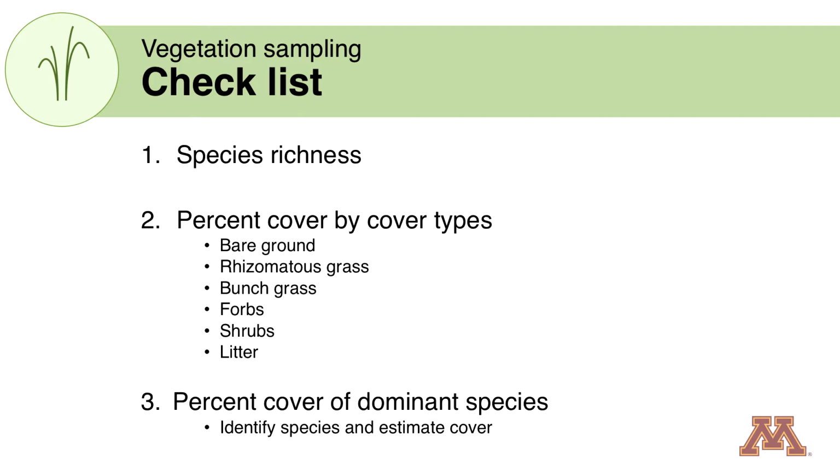Big picture, here's our checklist for our vegetation sampling. At each plot, we'll conduct an assessment for species richness and then percent cover by cover type. So we'll be looking at bare ground, rhizomatous grass, bunch grass, forbs, shrubs, and litter. We'll also identify the dominant species in each plot and estimate the cover of that species.